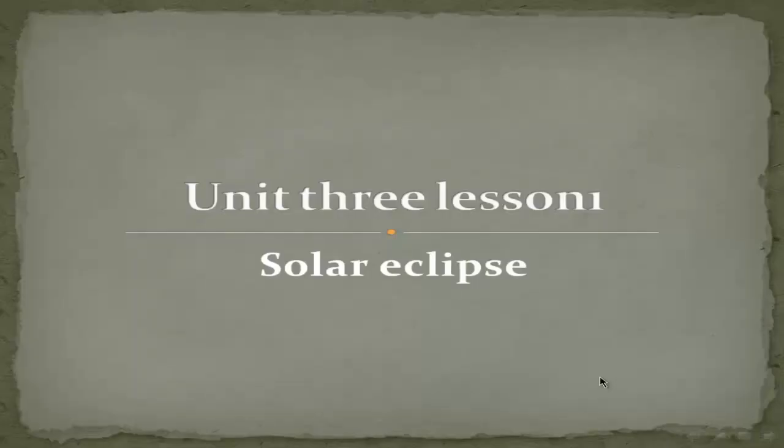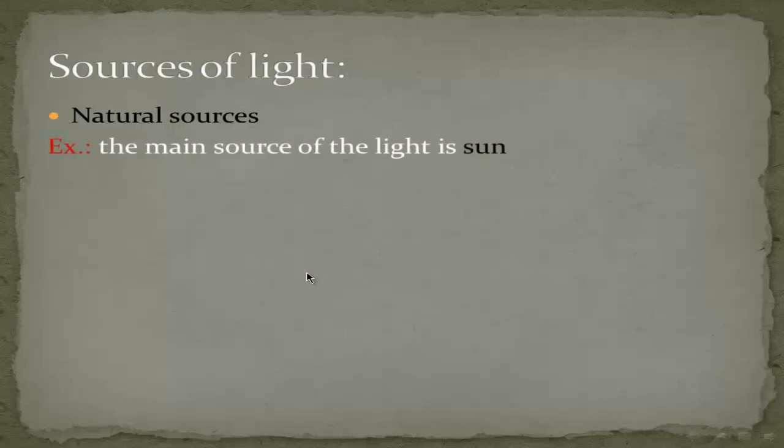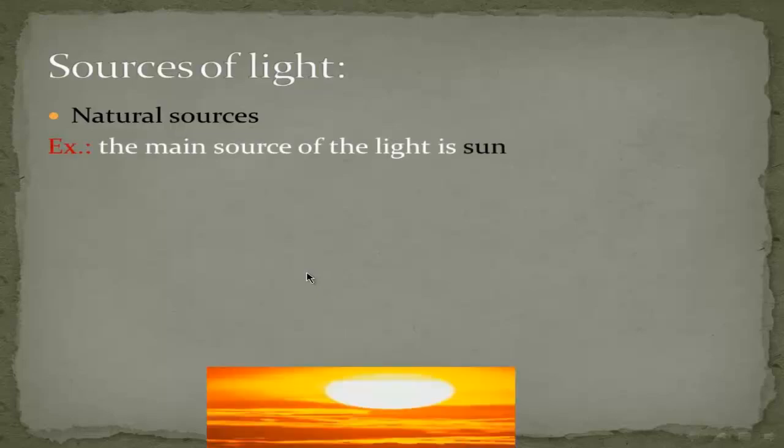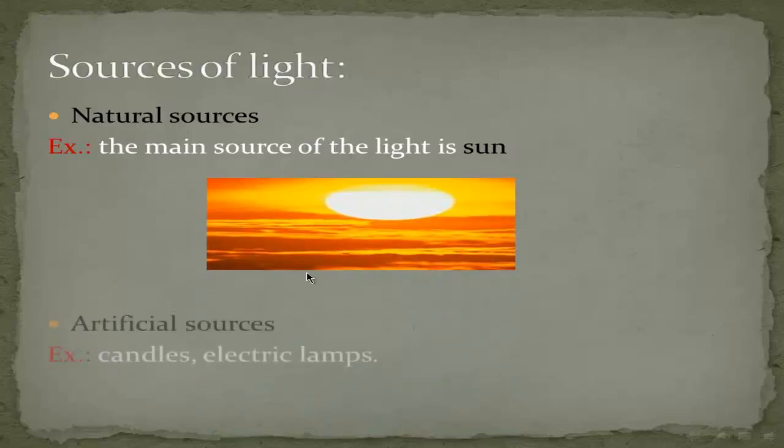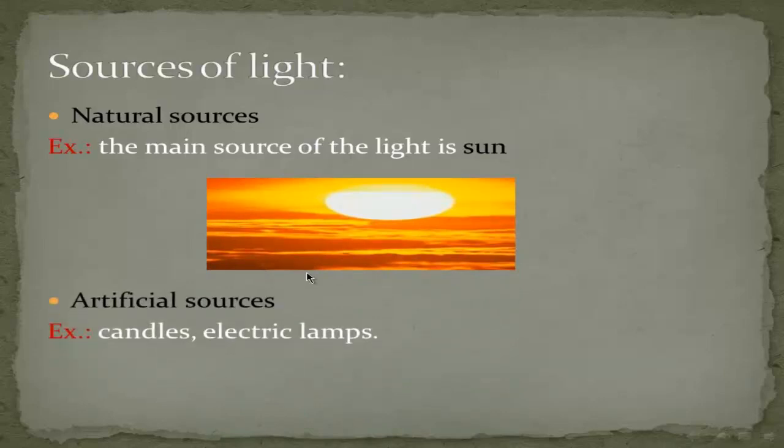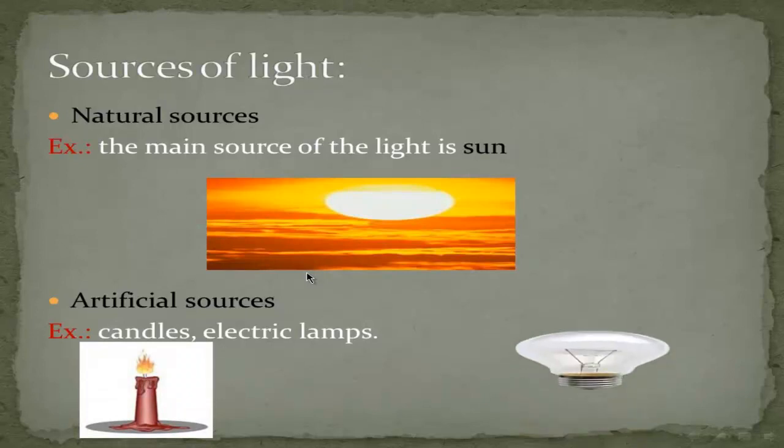Lesson 1, Solar Eclipse. Before we talk about solar eclipse, we must talk about sources of light. There are two sources of light: natural sources, the main source of light on Earth being the Sun, and artificial sources such as candles and electric lamps.